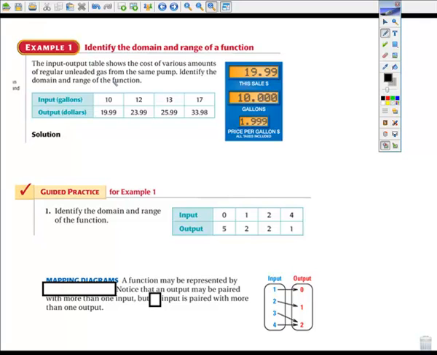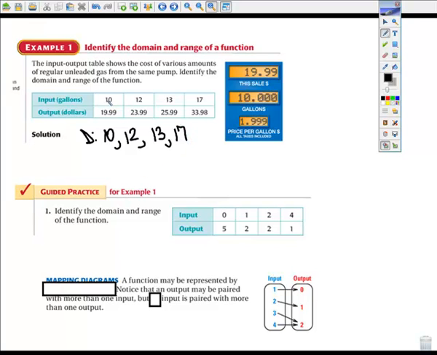So here's the example of the gallons of gas and the cost. So here's the input-output table, and it shows the cost of various amounts of regular unleaded gas from the same pump. Identify the domain and the range. So my domain, we said the definition were the inputs. So we can just do capital D for domain. And I don't want you to go 10 through 17 because that's not true. We're not pumping 10.5 gallons. We're not pumping 11 gallons. We're looking at this for 10 gallons, 12 gallons, 13 gallons, and 17 gallons.